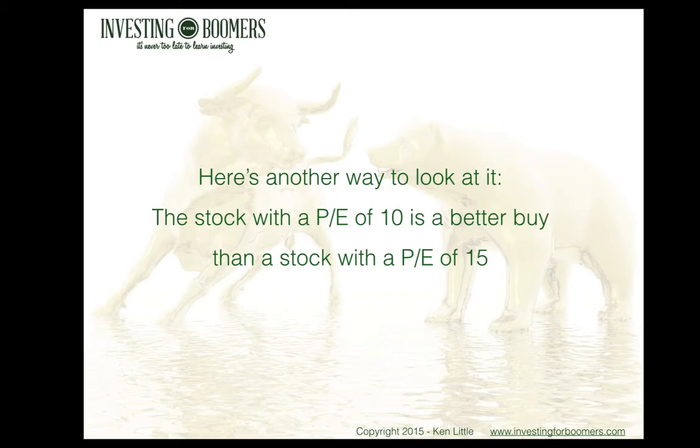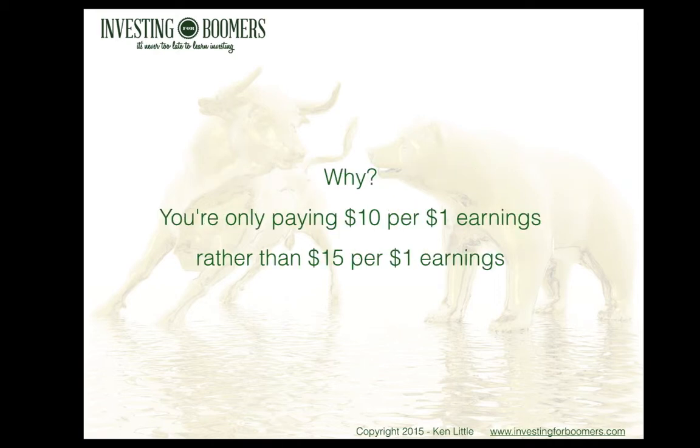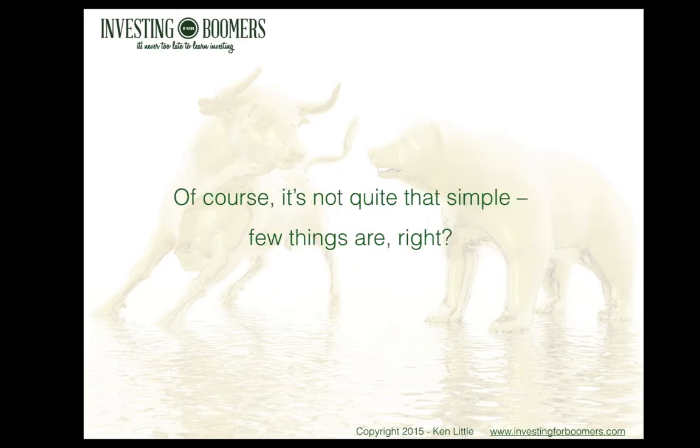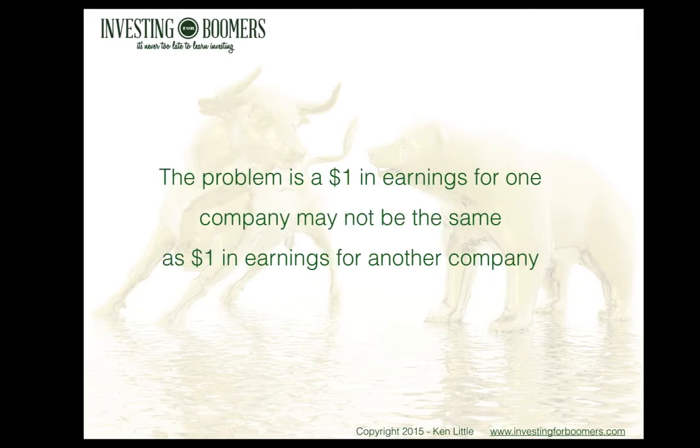A stock with a PE of 10 is a better buy than a stock with a PE of 15. Why? You're only paying $10 per $1 earnings rather than $15 per $1 earnings. Of course, it's not quite that simple. Few things are, right? The problem is $1 in earnings for one company may not be the same as $1 in earnings for another company.